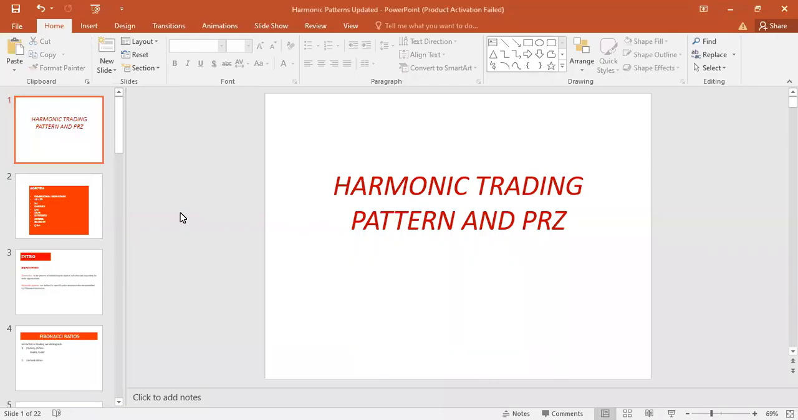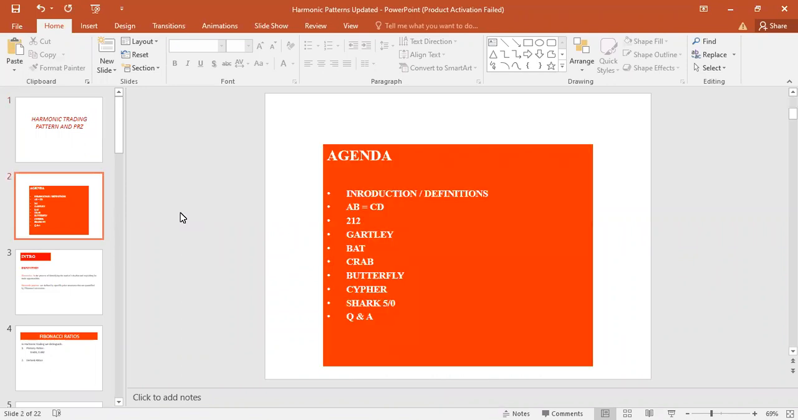All right, so it's about the harmonic trading pattern, popularly called the PRZ, price reversal zone. The agenda for the program today and tomorrow: introduction and definition, and the ABCD pattern. I may not really deal with the ABCD pattern as much, because we would have found multiple opportunities before. So skipping the two-and-two pattern, we'll go straight to Gartley, Bat, Crab, Butterfly, Cypher, Shark 5.0, and then question and answers.